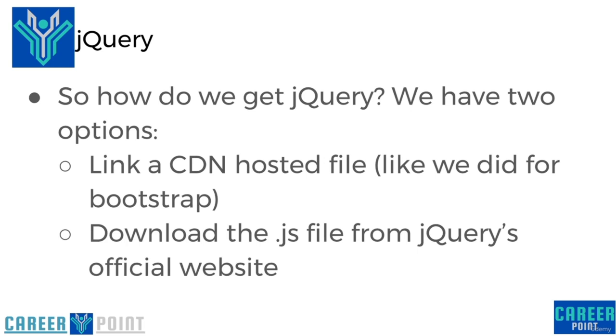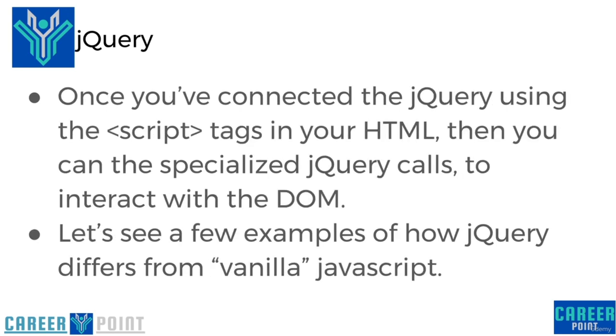So how do we actually get jQuery? Well, you have two options. One is to link a CDN-hosted file, like we did for when we were using Bootstrap. And then the other one is to actually download the .js file from jQuery's official website and just link to it locally using a script tag. So again, once you've connected to jQuery using the script tag in your HTML, then you can call the specialized jQuery calls that allow you to interact with the DOM.